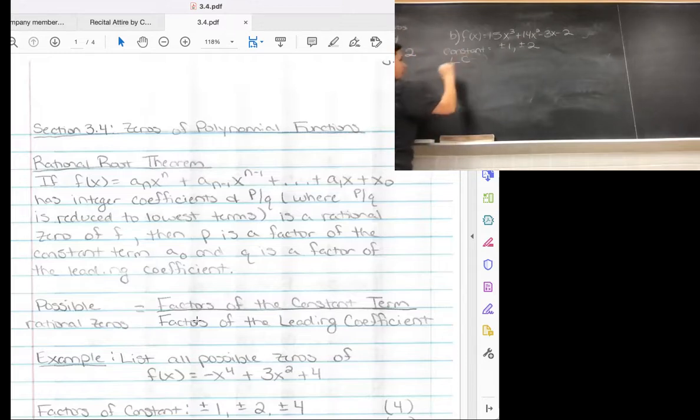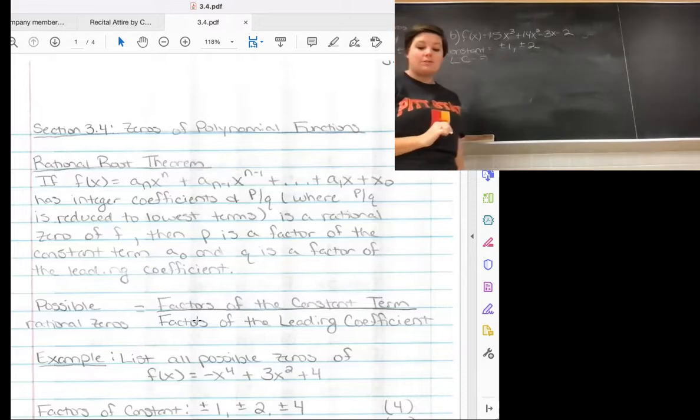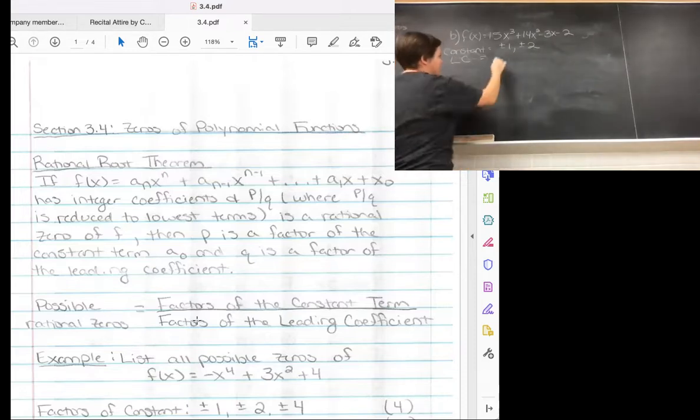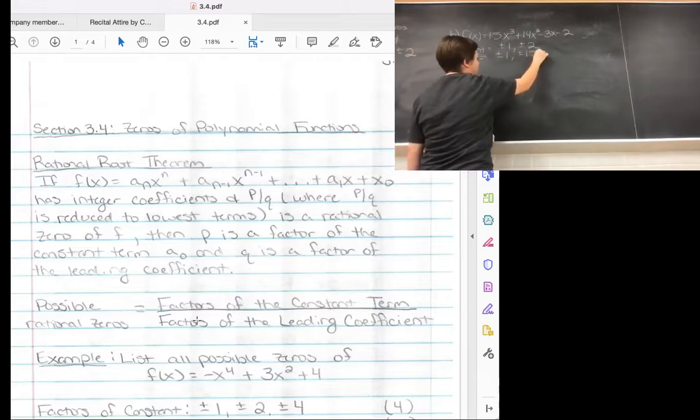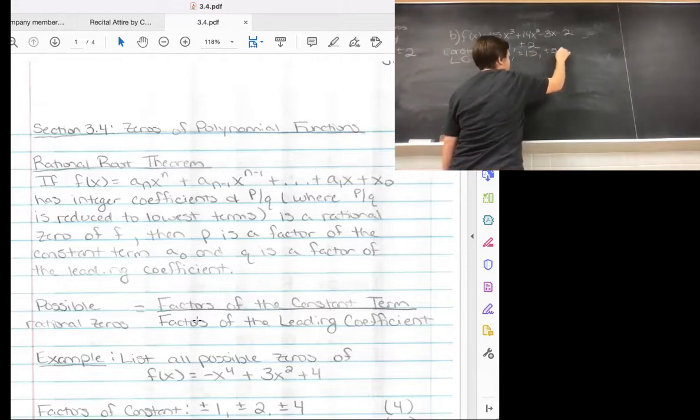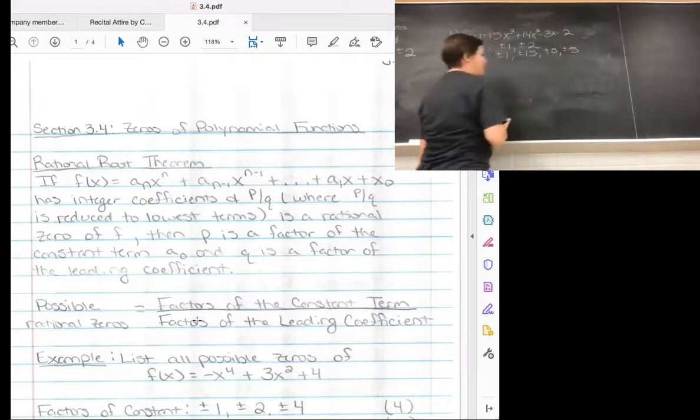Now, what about the leading coefficient? What is the leading coefficient? Well, in this case, it's 15. So we're going to have quite a few things for that, because we have plus or minus 1 and plus or minus 15, and then plus or minus 3 and plus or minus 5.